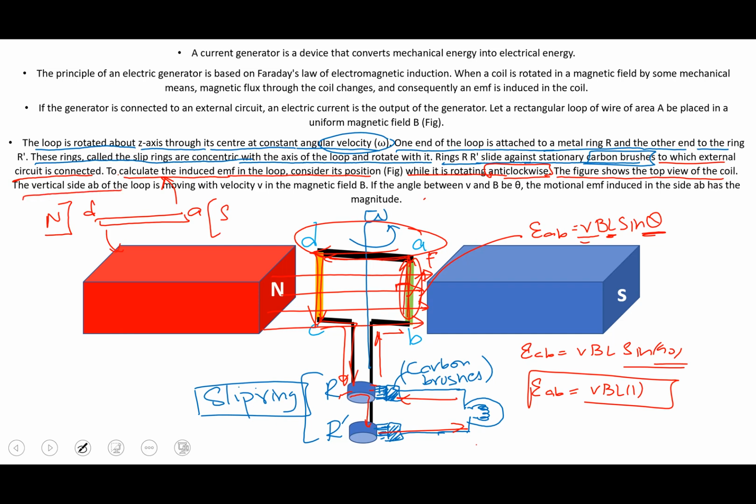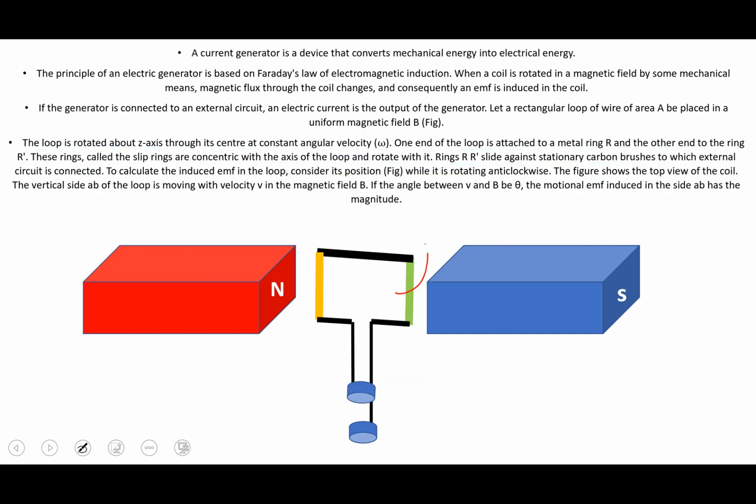The vertical side AB of the loop is moving with the velocity V, and the angle between V and B is theta. That means the angle between the velocity, which is over here, and the magnetic field, which is over here, we're calling theta. The motional EMF in the side AB has the magnitude. Now let's see how this whole thing basically rotates. Let me clear this out so that it is clear. So this coil will rotate over here, and this coil will rotate over here, and it will keep on rotating. And you can see the slip rings basically rotating with them as well, like this.